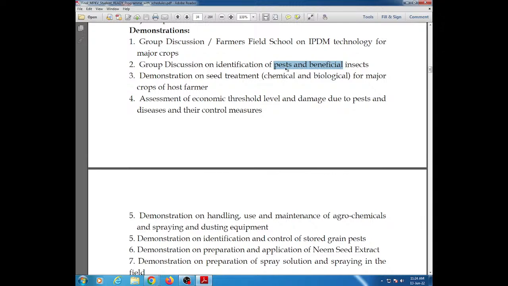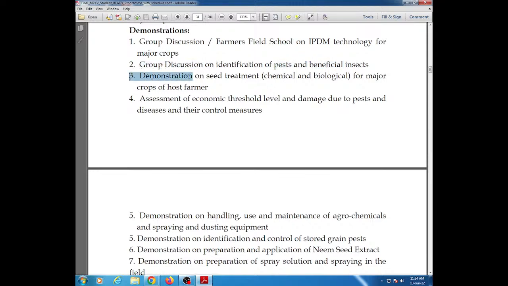You should put in front of them the difference between the pest and the beneficial insect, and you should make them observe these pests and these beneficial insects. You should distinguish between them and tell them the importance. So in this, the group discussion should be there.